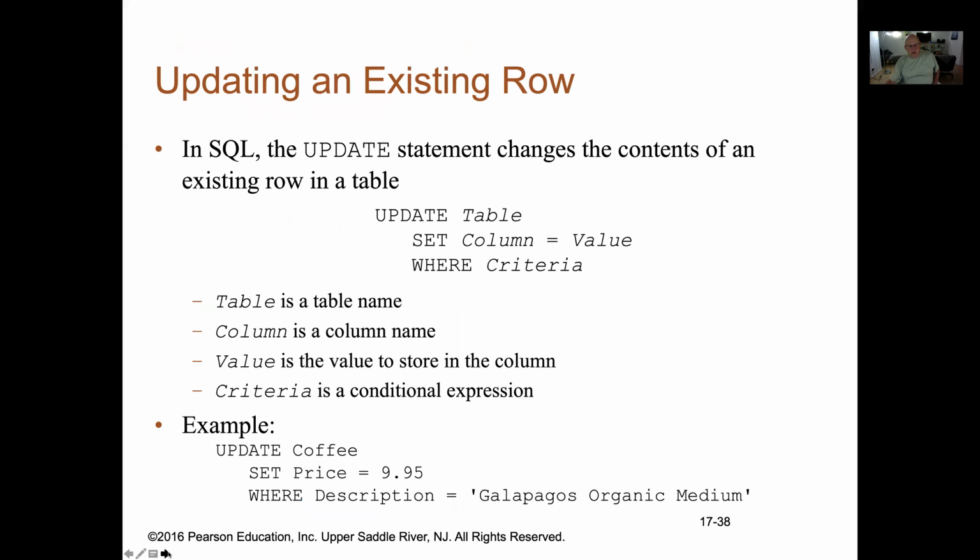How do you update rows? How do you update an existing row? Well, in SQL, the update statement changes the contents of an existing row in the table. So you update table, set column equal value, where criteria. The table is a table name, column is a column name, value is the value to store in the column, and criteria is a conditional expression. So for example, update coffee, you set the price to $9.95, and you set the description to be Galapagos organic medium.